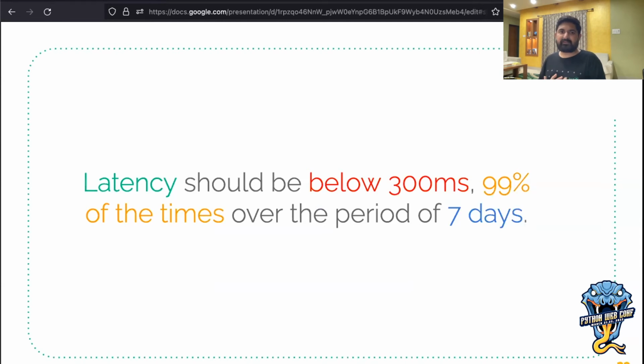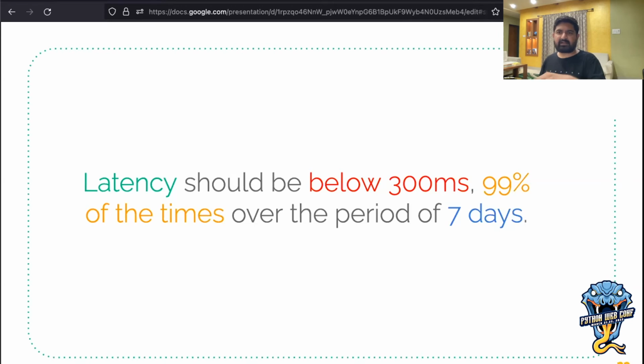So what is a good SLO for that matter? A good SLO can be defined as: latency should be below 300 milliseconds 99% of the time over a period of 7 days. If I, as a business, define that latency for my application should be below 300 milliseconds 99% of the time over the period of 7 days, it's very unambiguous, and it's very easy for ops and engineering to understand what I want and then implement that, making sure the code they are writing and the pipelines they are setting are actually adhering to this particular SLO, or not breaking this particular SLO.